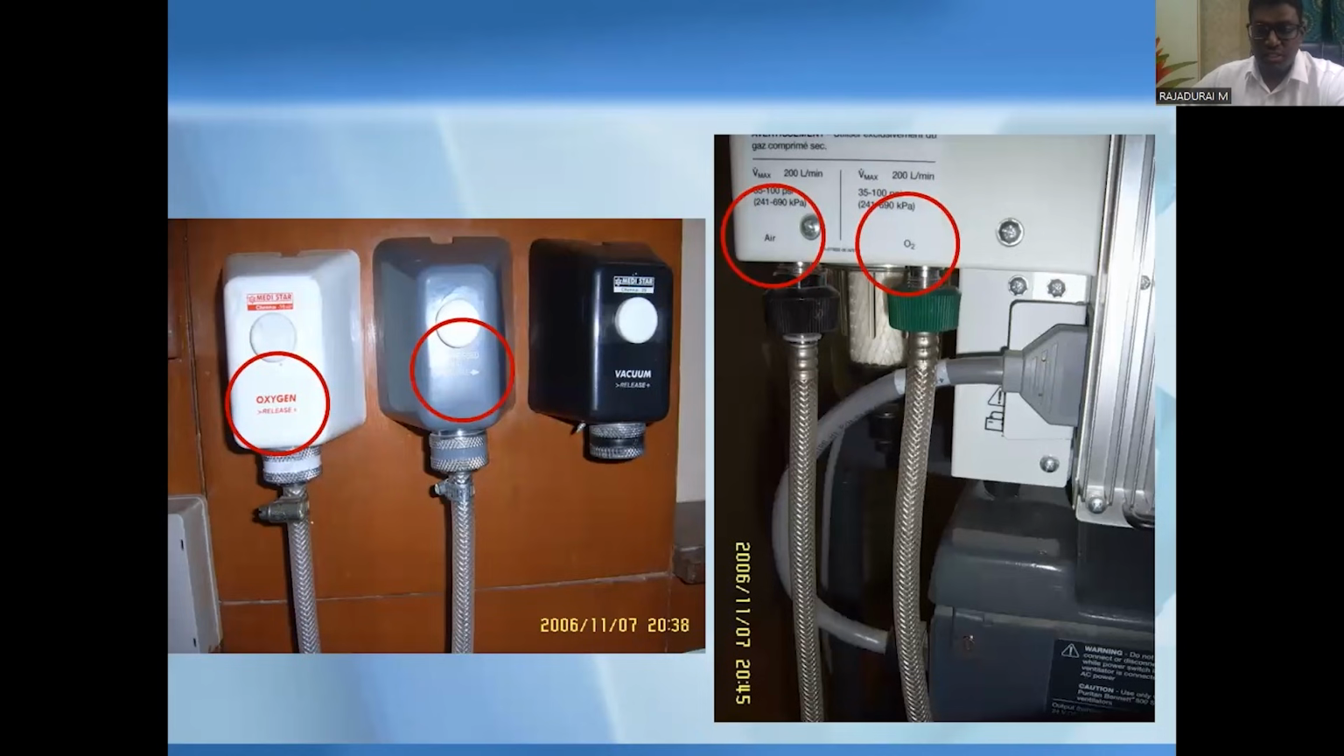Of course, we need to check connections and circuits. As I always say, the right hose in the right place. There is something called the pin index system, which does not allow the wrong hose to connect to the wrong pipeline, which means we cannot connect oxygen to nitrous or nitrous to oxygen, or vacuum suction to oxygen, and vice versa. But with force, or with modifications, mistakes do happen even with these foolproof methods. So always we need to be vigilant, and vigilance has to be dynamic.